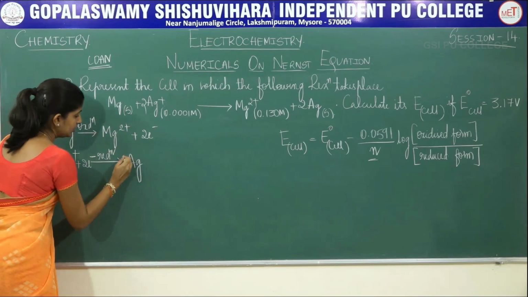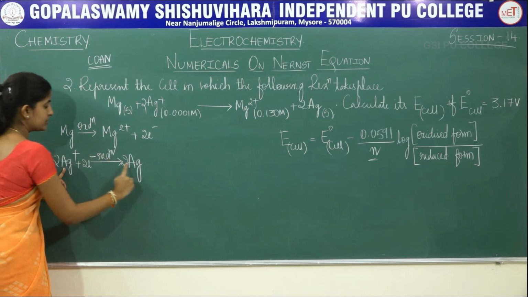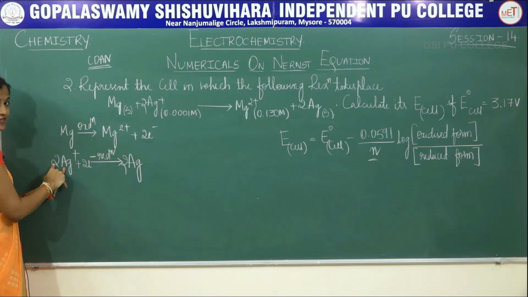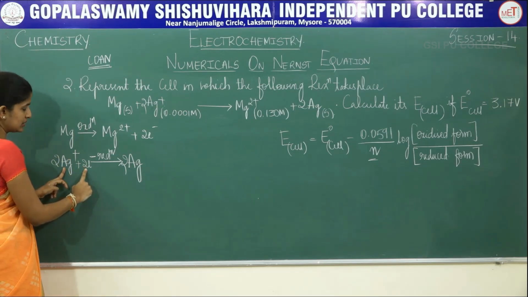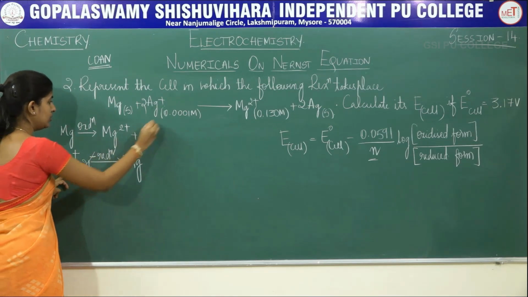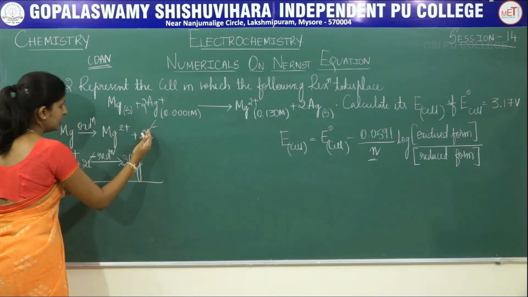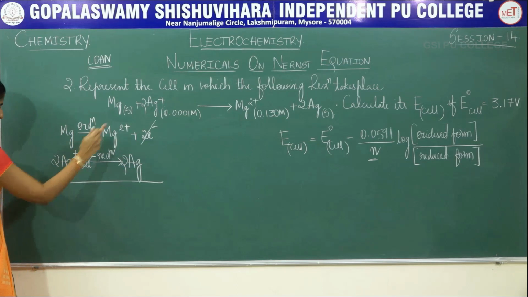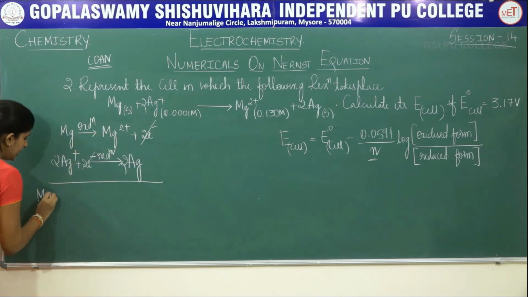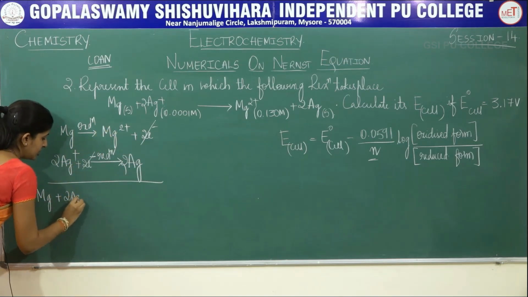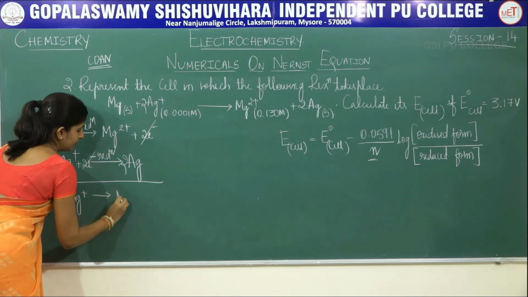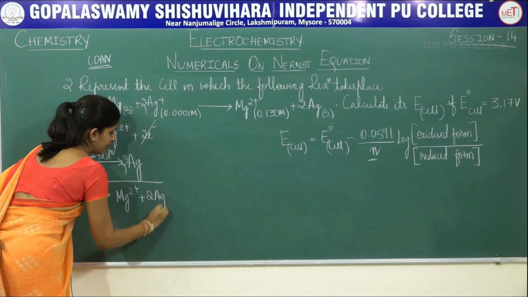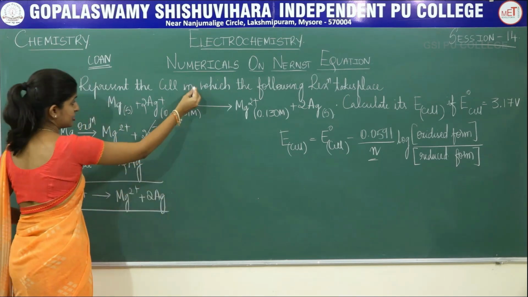Here you have 2 electrons. Ag+, but there are 2 moles. Ag+ means 1 electron, 2 moles of Ag+ is there, so 2 electrons. If I cancel these out, you can cancel the electrons present on the left hand side and the right hand side. The equation becomes Mg plus 2Ag+ gives rise to Mg2+ plus 2Ag. This is your cell reaction given.